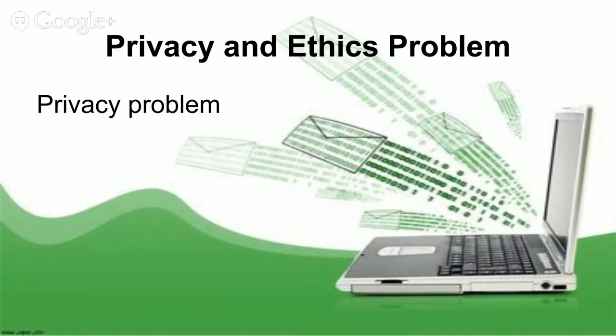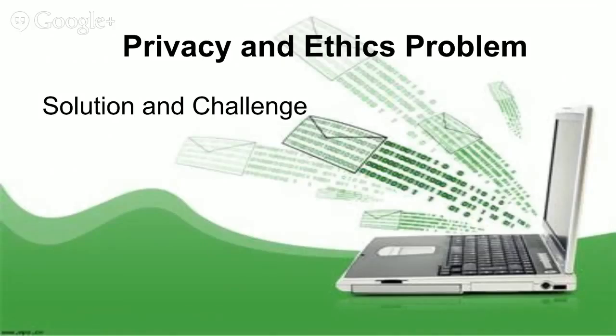For the privacy problem, when we use Facebook and other social networks, we upload some photos or some information about our privacy, but this kind of information can be searched by everyone. So that is a privacy problem.